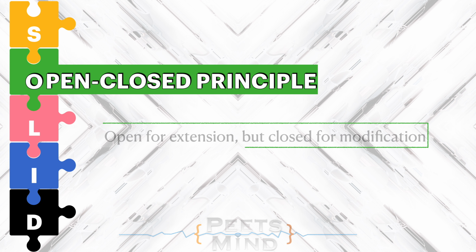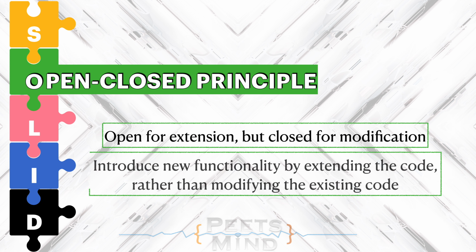The open-close principle is one of the 5 SOLID principles. It states that a class should be open for extension but closed for modification. This means that we should be able to extend the functionality of a class without having to modify the existing code in that class. In other words, you should be able to introduce new functionality without compromising the existing functionality.